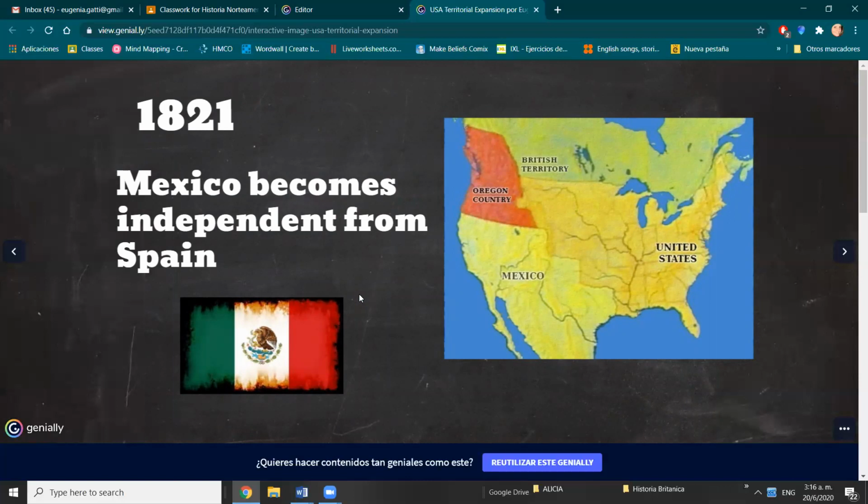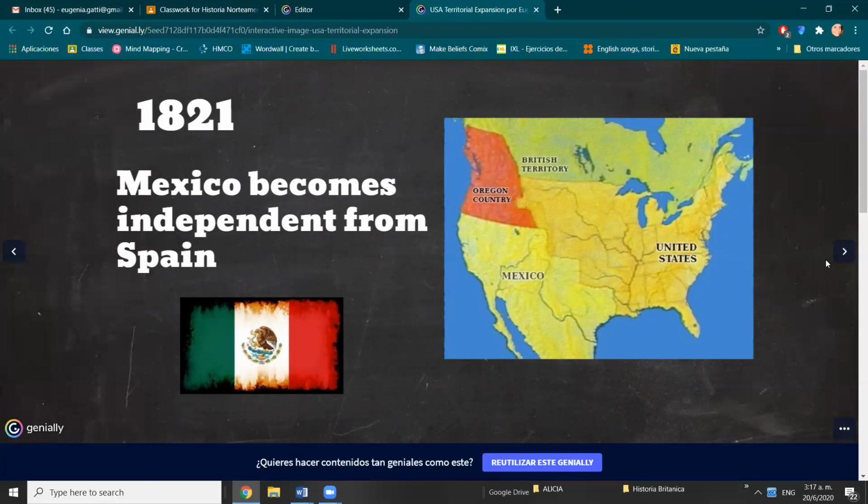Now, the question is, how is it that Texas became part of the US? Well, by 1821, remember that all this was Spain, right? But in 1821, Mexico becomes independent from Spain, in the wave of revolutions in which our revolution in Argentina was included too. So Texas was a northern province of Mexico, just another province, and it was quite scarcely populated.